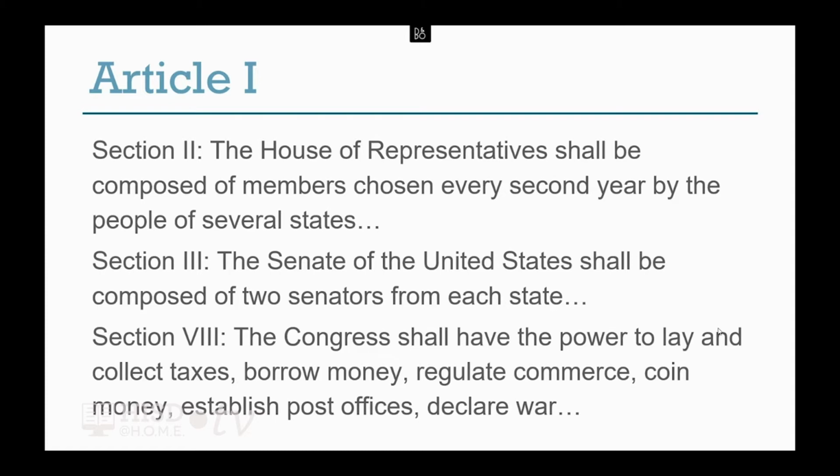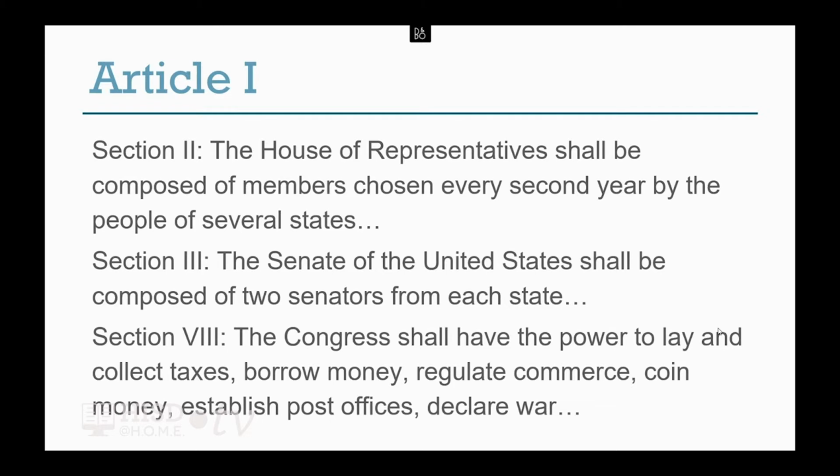Article 1, Section 2. The House of Representatives shall be composed of members chosen every second year by the people of several states. Section 3. The Senate of the United States shall be composed of 2 senators from each state. Section 8. The Congress shall have the power to lay and collect taxes, borrow money, regulate commerce, coin money, establish post offices, declare war.